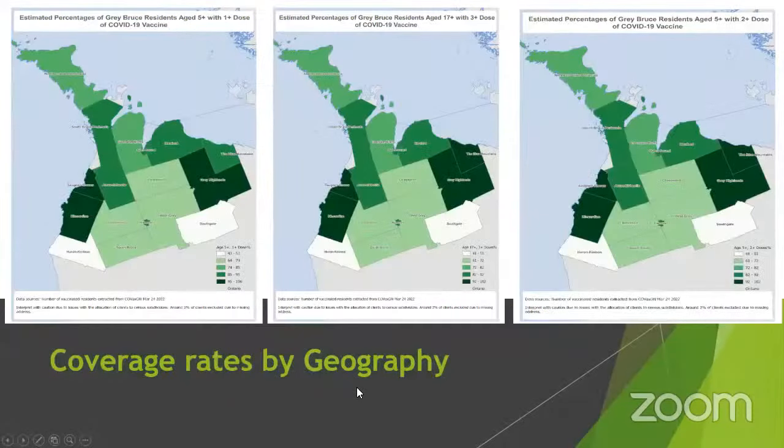A little bit more on our coverage rates here by geography. It's also broken down by number of doses with age groups as well. The lighter colored areas on the map indicate our lowest coverage areas, whereas the darker the coloring, the better the coverage rate in those areas. And we have utilized this data to direct our strategic efforts and increase the coverage rates by offering community clinics where we have noticed that we have lower coverage.